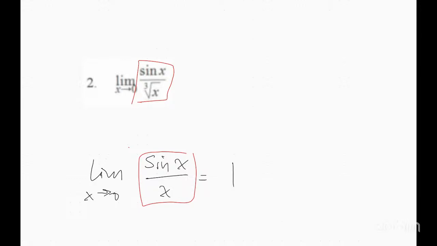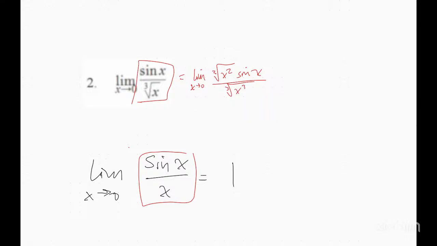We have to try to turn the cube root of x into just x. And the way we do that is we would multiply this by the cube root of x squared, right? But if we're going to do that on the bottom, we also have to do that on the top. So this is the same as the limit as x goes to 0 of the cube root of x squared times sine x all over the cube root of x cubed. And of course, the cube root of x cubed is just x. So now we have what we want.